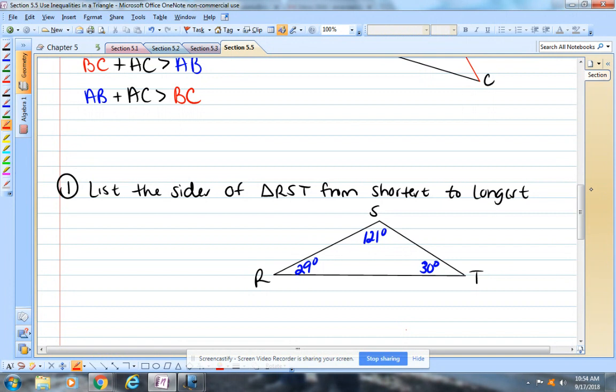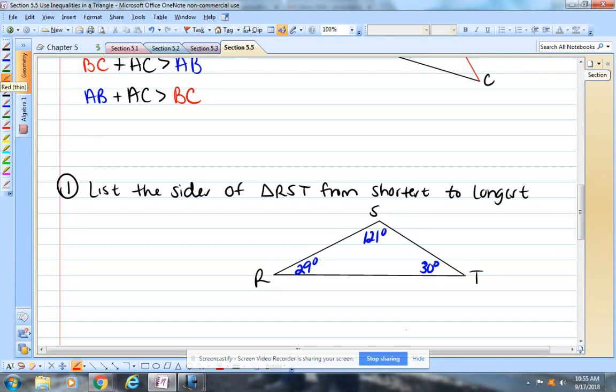Now remember, what did I say about angle measures and the short sides and the long sides and all that stuff? Paraphrase that for me. Somebody. The smallest angle is across from the smallest side, and the largest angle is across from the largest side.